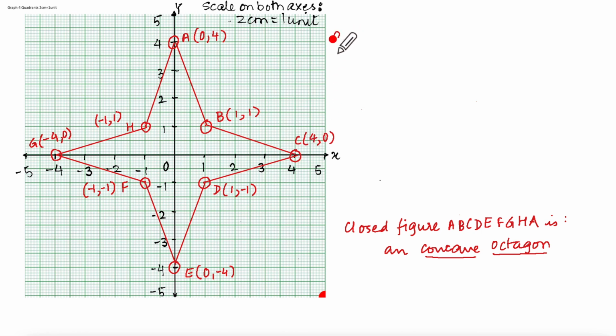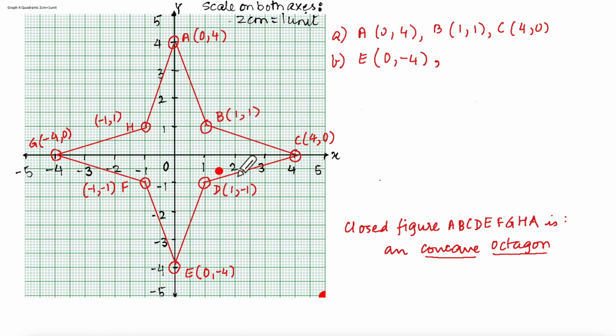Now they are telling us part A is plot ABC. So we'll have A (0, 4), B is (1, 1), and C is (4, 0). Our B answer: reflecting A as E in x-axis. So E is (0, minus 4), and B is reflected to D. So D is (1, minus 1). We come to C, reflect B through origin to F. So our F becomes (minus 1, minus 1).